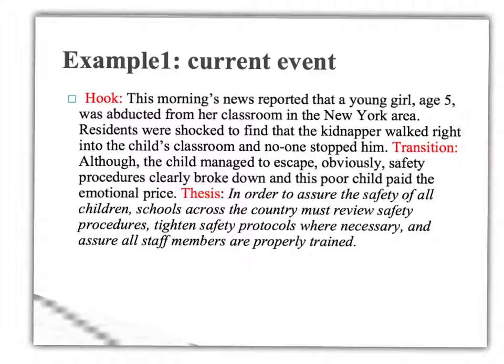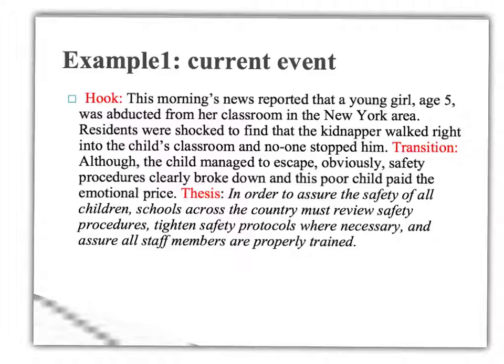This morning's news reported that a young girl, age 5, was abducted from her classroom in the New York area. Residents were shocked to find that the kidnapper walked right into the child's classroom and no one stopped him. Although the child managed to escape, obviously safety procedures clearly broke down and this poor child paid the emotional price. In order to assure the safety of all children, schools across the country must review safety procedures, tighten safety protocols where necessary, and assure all staff members are properly trained.